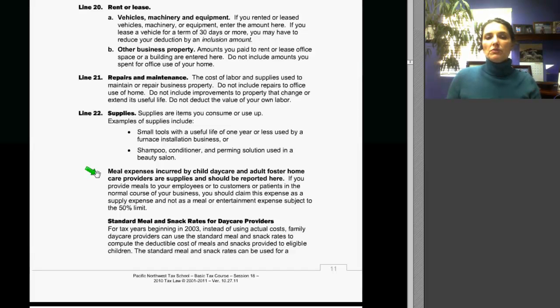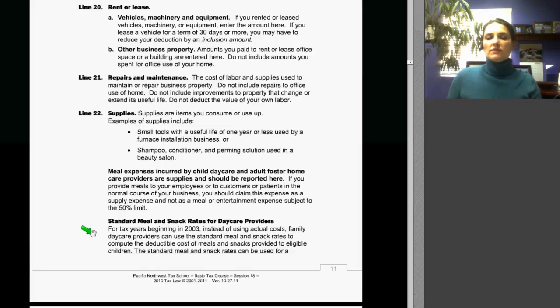If you provide meals to your employees or customers or patients in the normal course of your business, you should claim this expense as a supply expense and not as a meal or entertainment expense subject to the 50% limit. Standard meal and snack rates for daycare providers.